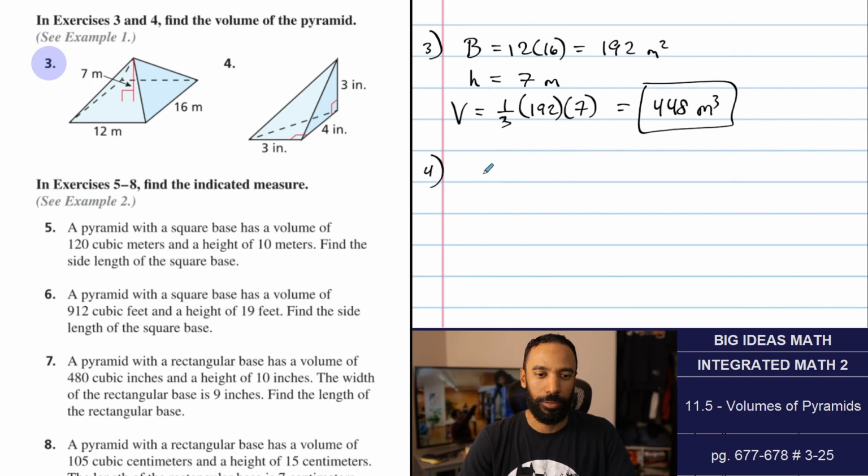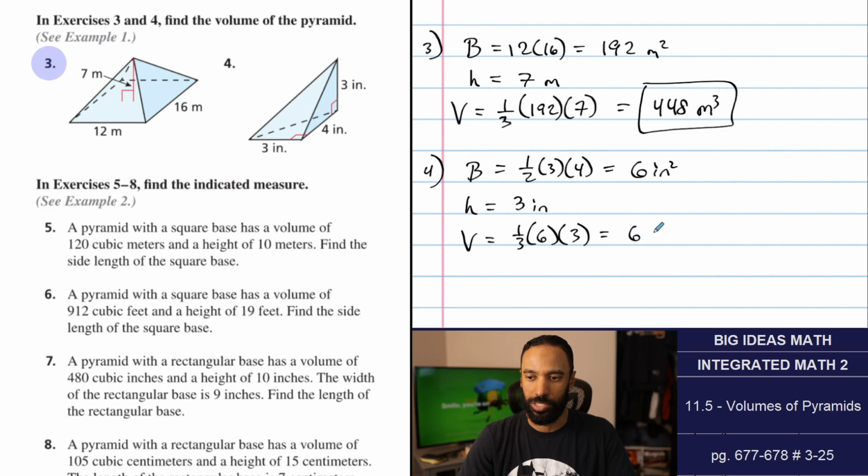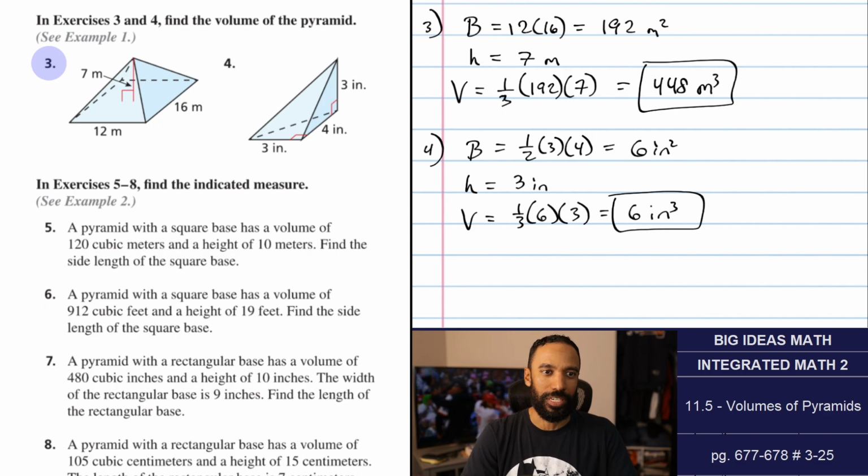So for number 4, the area of the base, we're going to do 1/2 base times height, which is going to be 6 square inches. And then the height of the pyramid is 3 inches, as it is perpendicular to your base. So the volume will be 1/3 area of base times height, which I think is 6 cubic inches. I don't know how much we'll need the calculator, all told. There are some things here and there we might have to work with, but otherwise, that's looking pretty decent. So we got 448 cubic meters and 6 cubic inches for the first two.